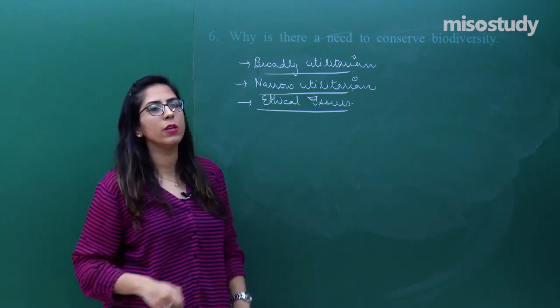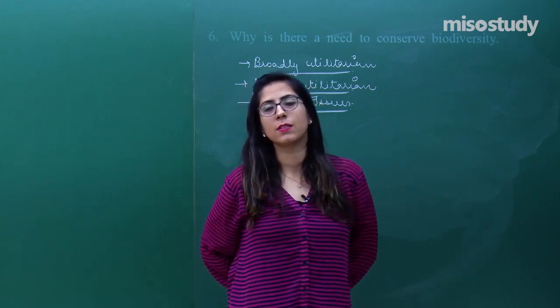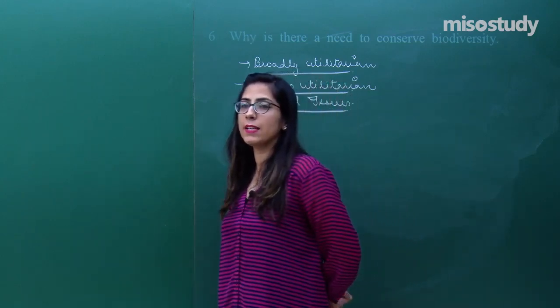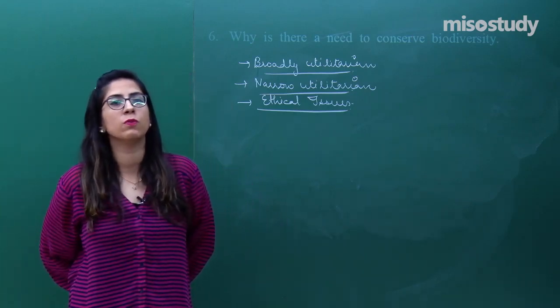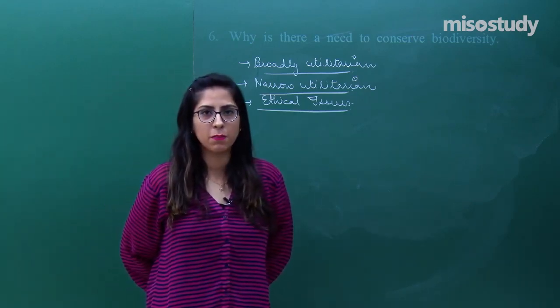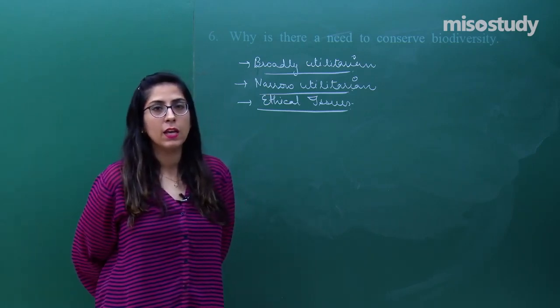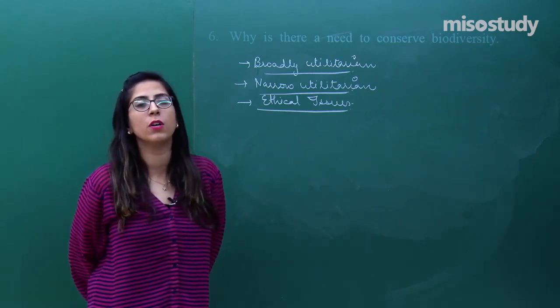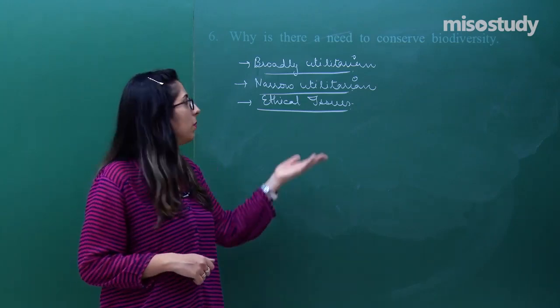Another is the narrow utilitarian. So many products are there which we obtain from plants, such as tannins, resins, and leaves. We get food from those, and we get fruits from these plants. Each of these comes under the narrow utilitarian. Even clothes as well. You must have heard of jute. But from where are we getting the jute? From the plants only.